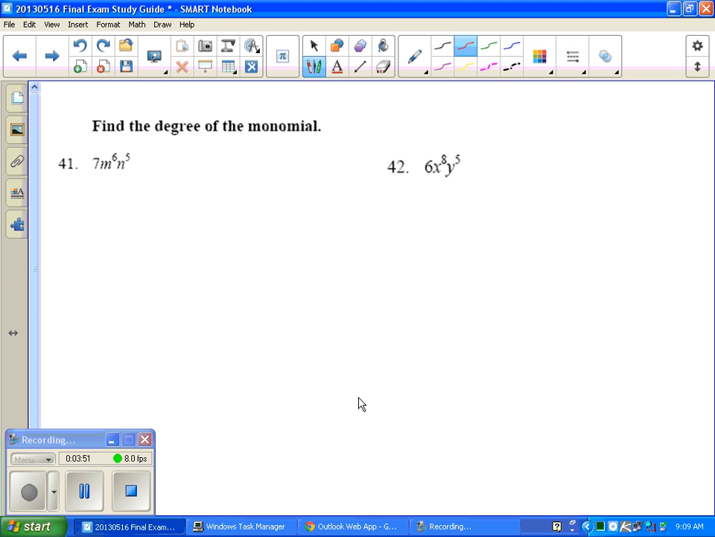Now this is finding the degree of the monomial. Even though it looks like there's more than one term up there, there aren't. Since all 3 of those things are multiplying by each other, this is a monomial. There's only one term up there. So 7m to the 6th, n to the 5th, you actually add 6 plus 5 together, and the degree of 41 is 11. Same thing with this one, 8 plus 5, and your degree is 13. Anytime you see degree of monomials, 11 and 13 in this case.